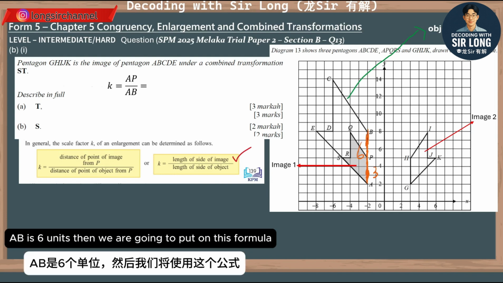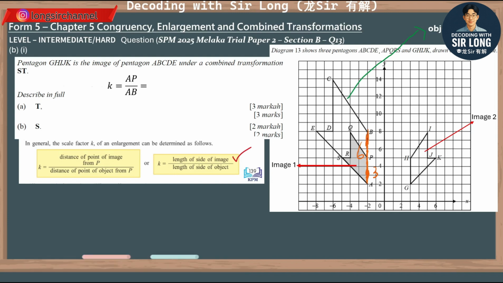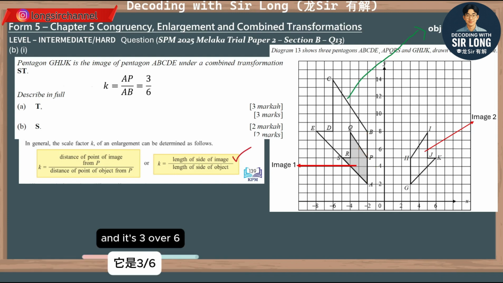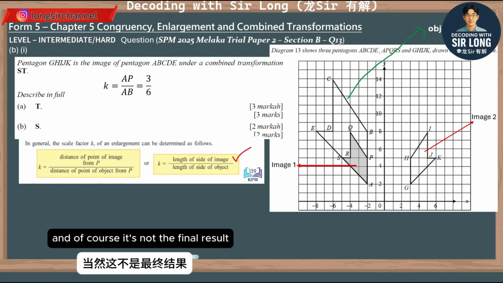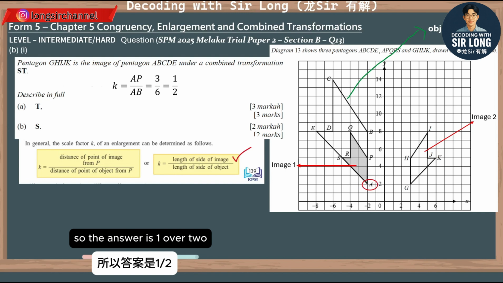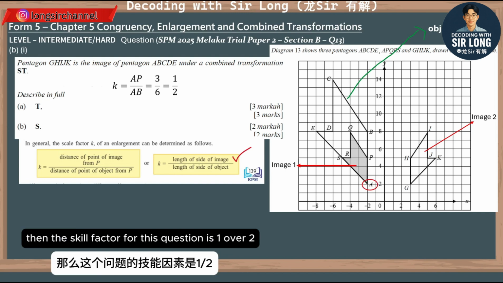Then we are going to put in this formula, and it's 3 over 6. And of course, it's not the final result. We have to simplify it, am I right? So the answer is 1 over 2. Then the scale factor for this question is 1 over 2.